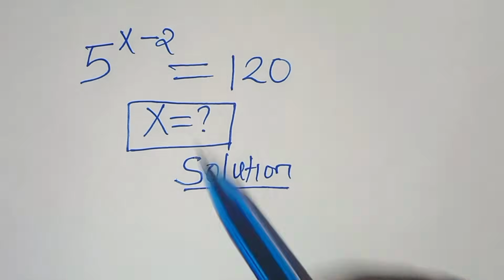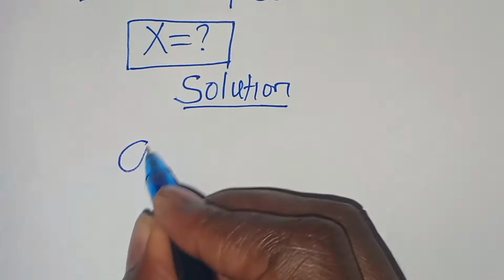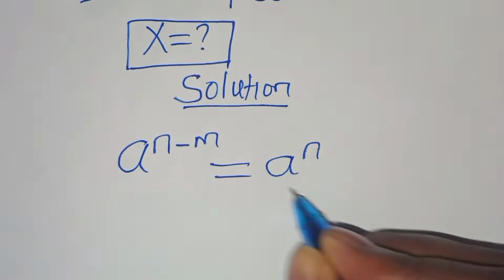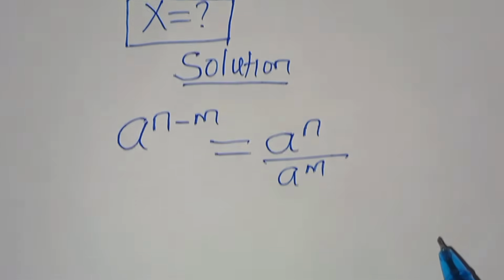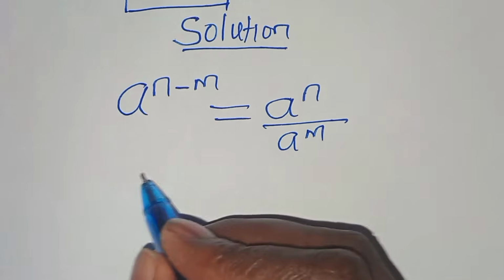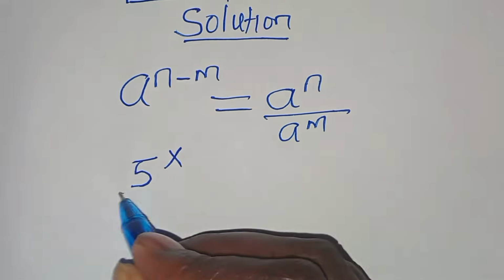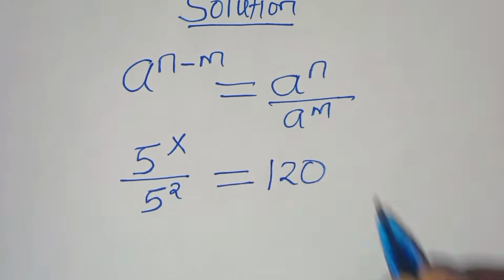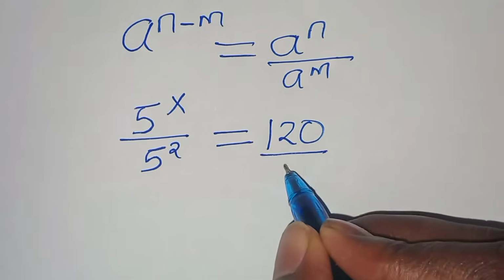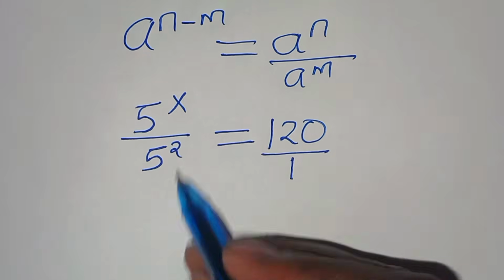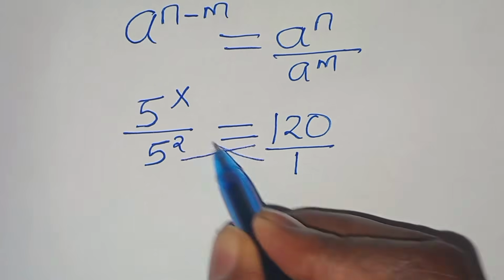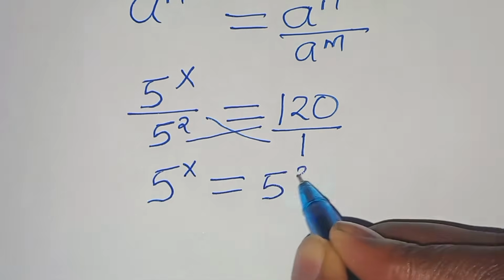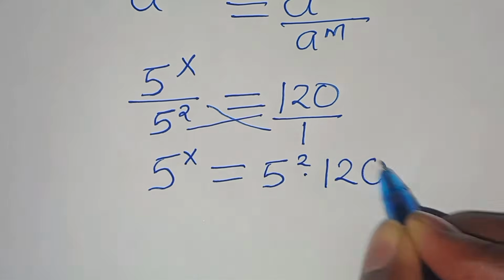We have that this exponential equation is in the form of a to the power of n minus m, which we can express as a to the power of n divided by a to the power of m. Applying this exponent property, we have 5 to the power of x divided by 5 to the power of 2 equal to 120. So 120 is our own number, so this is over 1. So we can cross multiply here, so that we have 5 to the power of x equal to 5 to the power of 2 multiplied by 120.